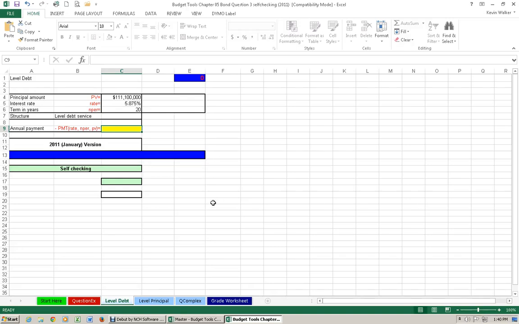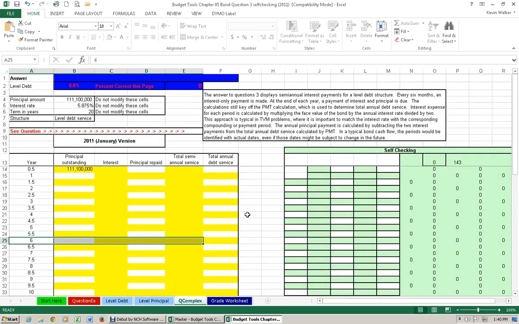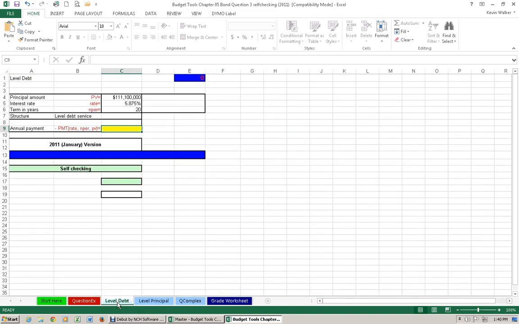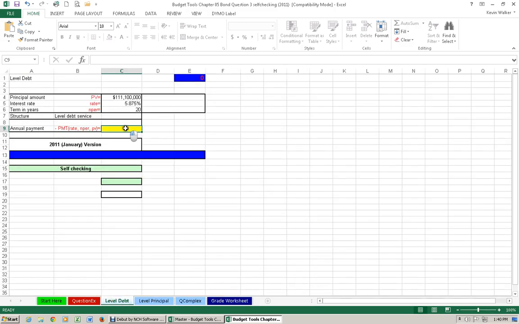Okay, question 3, the self-checking thing with the level debt, level principal, and Q complex. All three of these are related. The level debt and level principal are all related to this. And what actually is going to happen on the third, or technically the fifth tab, the Q complex, is breaking stuff out that comes out of these. So start with the level debt.